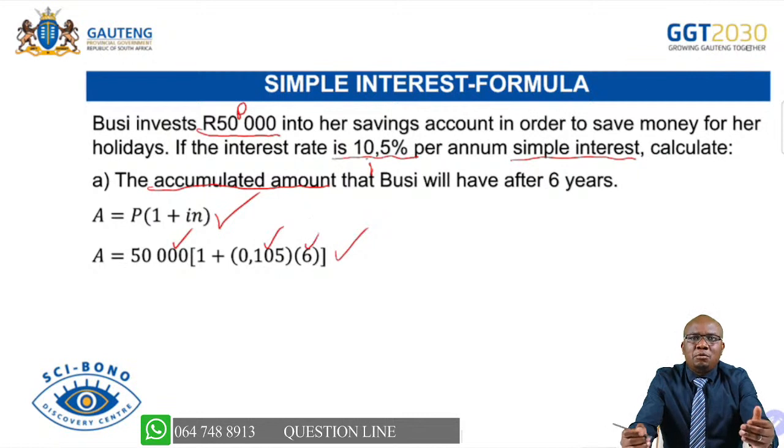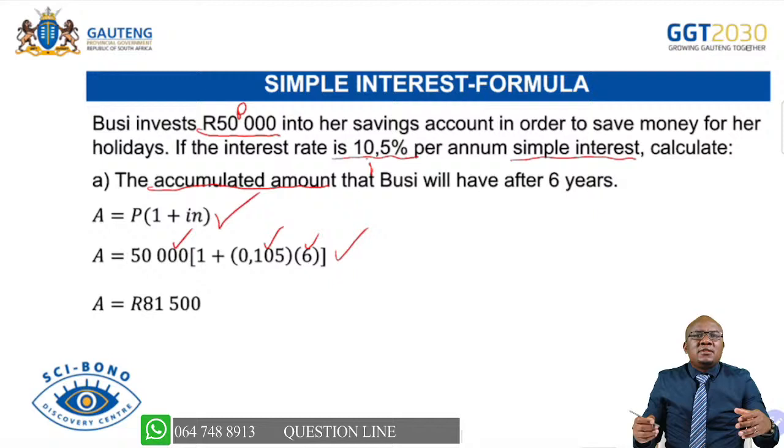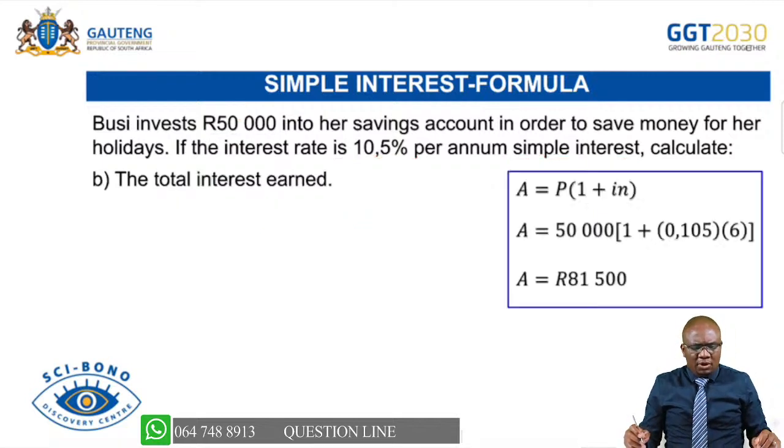And then put this in the calculator as it is. Put this in the calculator. What do you get? You're getting what? 81,500. So now this is the accumulated amount. She borrowed 50,000. She's going to pay back 81,500. Okay. What is the next question?